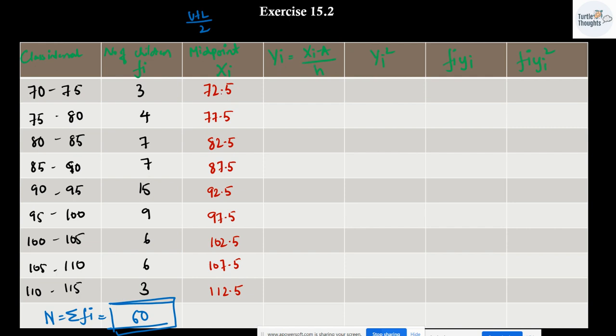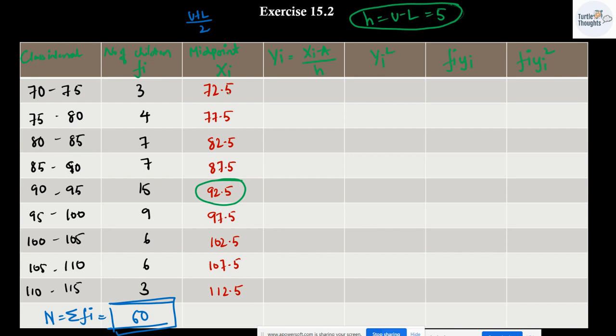Where is my xi? Xi is over here. What is going to be the a? The value of a is going to be the middle value of your xi. Which is the middle value of xi? It is going to be this one. It is going to be 92.5. Now xi minus a divided by h. Xi is going to be 72.5 minus a, which is 92.5, divided by h. What is going to be your h in this case? It is going to be equal to 5, right? H is going to be equal to u minus l, which is equal to 5.